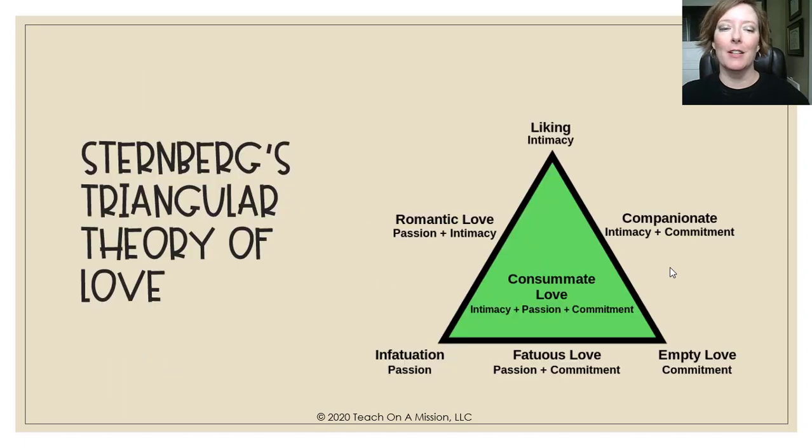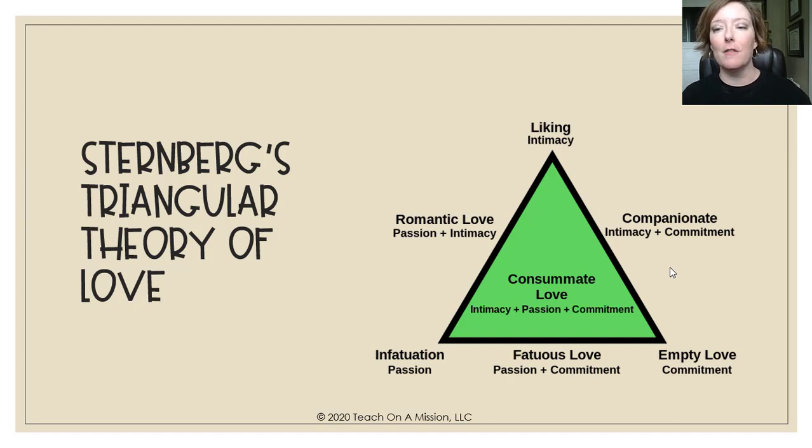And then last but not least, we get to Sternberg's triangular theory of love. Basically, take a look at this, once again, familiar triangle. We like to use triangles in psychology. There is this ultimate love called consummate love. And this is where intimacy, passion, and commitment all converge into a relationship of the ideal state.